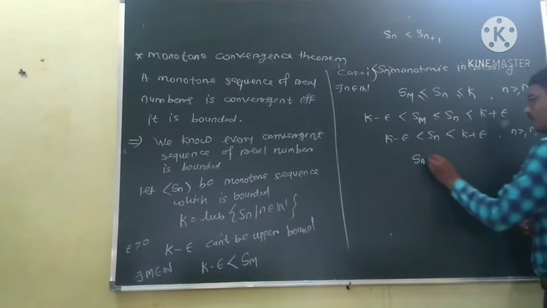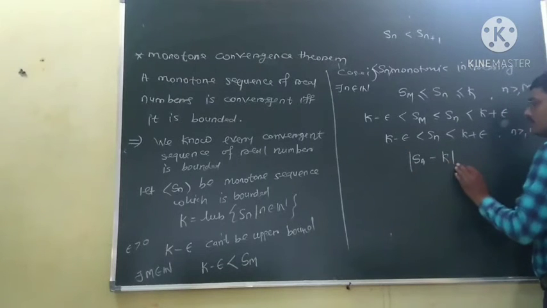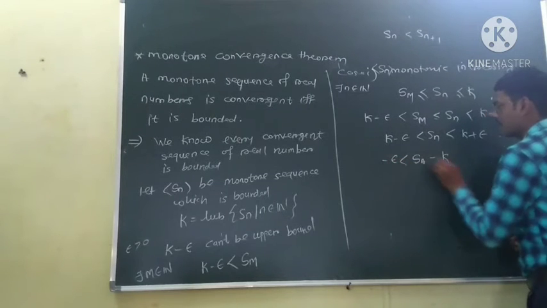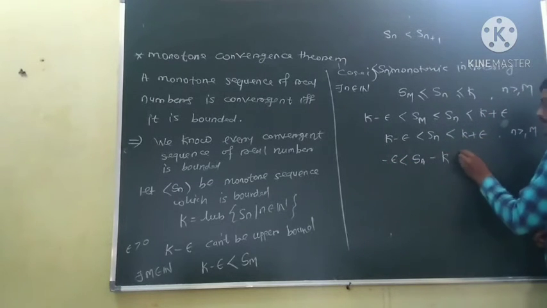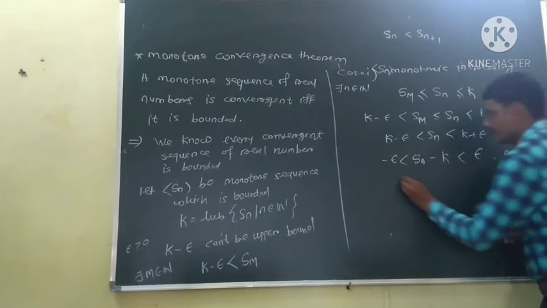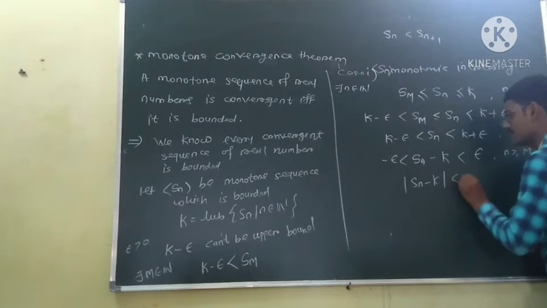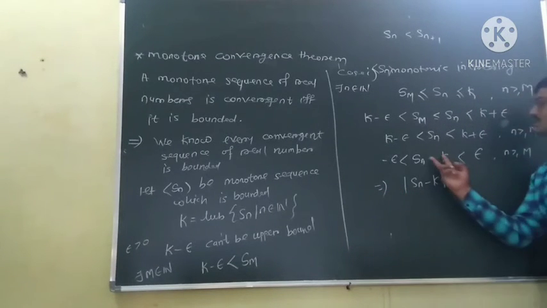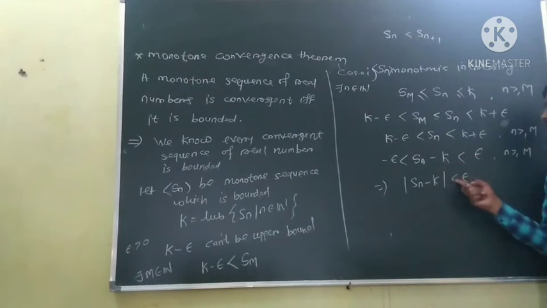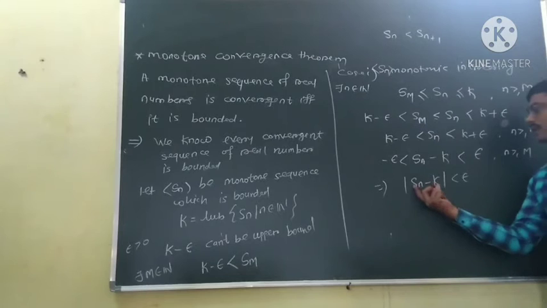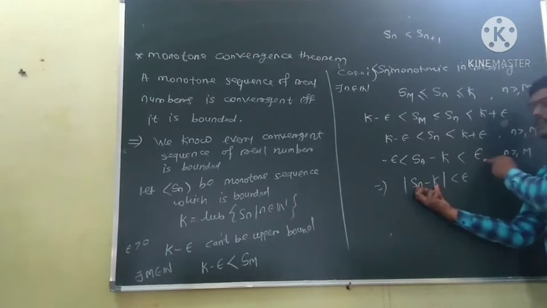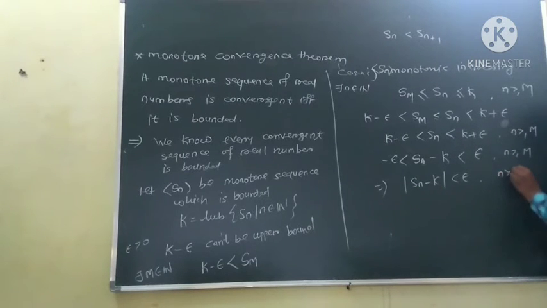minus k is greater than minus epsilon, since k here gets a minus sign, and this is less than epsilon for all n greater than or equal to m. That is, the mod of Sn minus k is less than epsilon. What is this? The mod of this number being less than epsilon is nothing but this, because we can write it as minus epsilon less than Sn minus k less than epsilon. This is happening for all n greater than or equal to m.